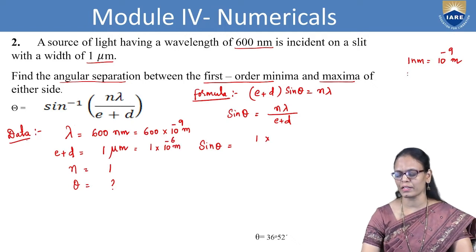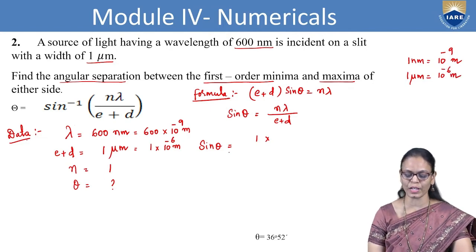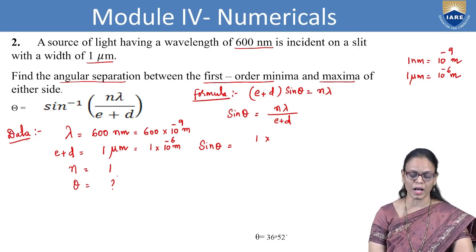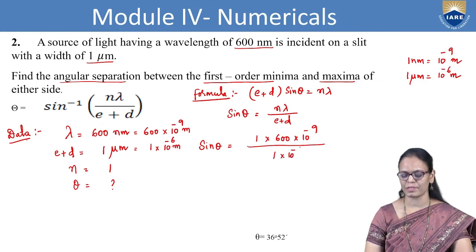So let us write it here. 1 micrometer is 10 power minus 6 meter. So you need to know the conversions. Before substituting, you should make sure that all the given quantities are in the same system of units with the same measure. So sine theta is equal to 1 into 600 into 10 power minus 9 divided by 1 into 10 power minus 6.